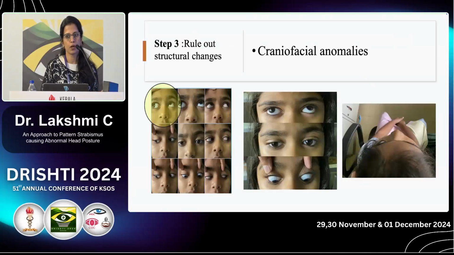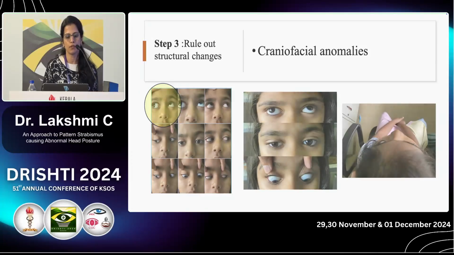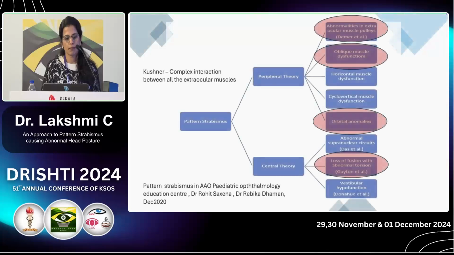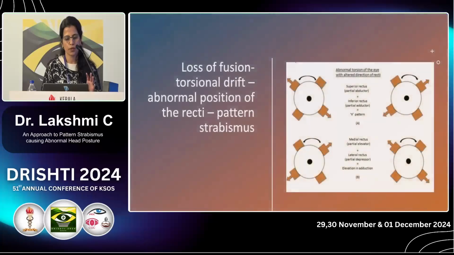she didn't have an abnormal head posture because she had amblyopia in one eye. And it could be a combination. This will influence the management. So we need to know a little bit about why pattern strabismus is caused. As seen above, the overacting muscles or the orbital anomalies could be a cause, or it could be due to loss of fusion. So loss of fusion is thought to produce a torsion which can cause an abnormal pattern.